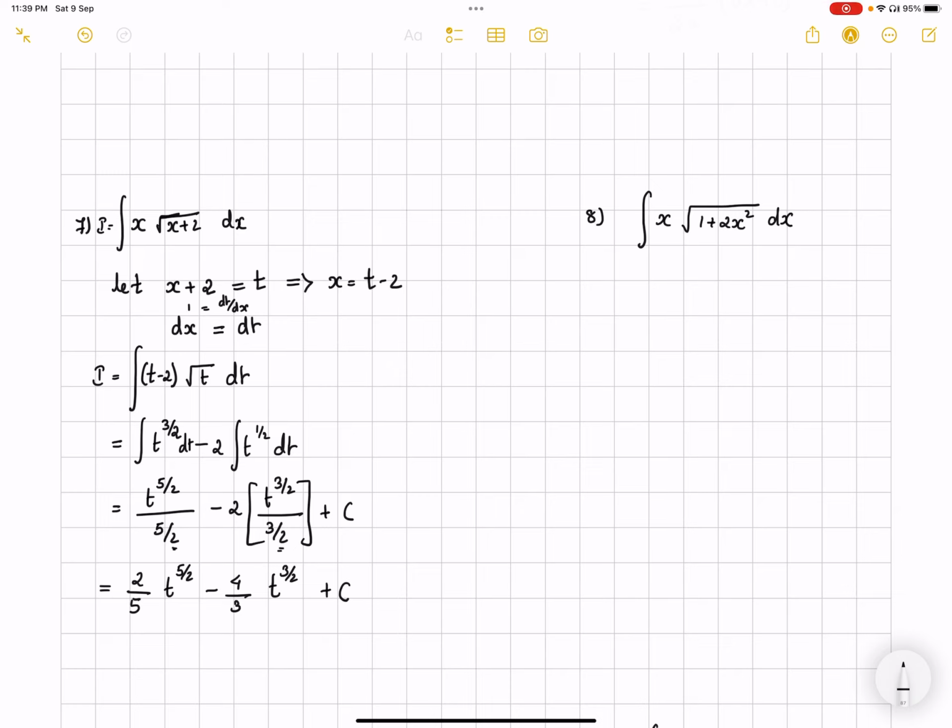So now here, what is the t actually? Just replace it back, then the problem gets over. t is nothing but x plus 2, so it is 2 by 5 into x plus 2 whole to the power 5 by 2 minus 4 by 3 into x plus 2 whole to the power 3 by 2 plus c. That's it. It's been solved. It's very simple. You just need to make a decision about which one is going to be your substitution. Let's start with the next one.